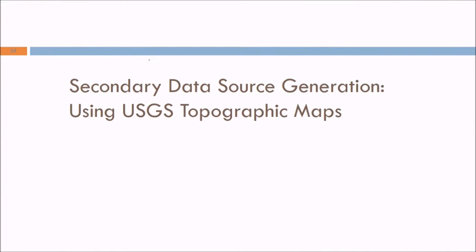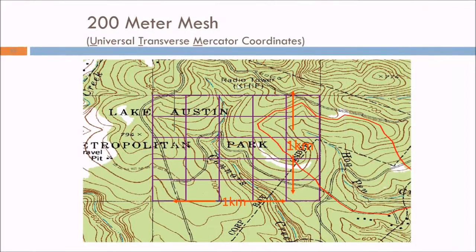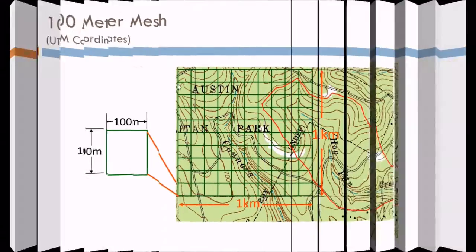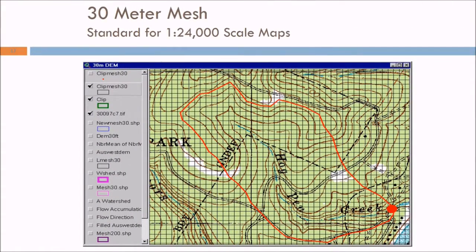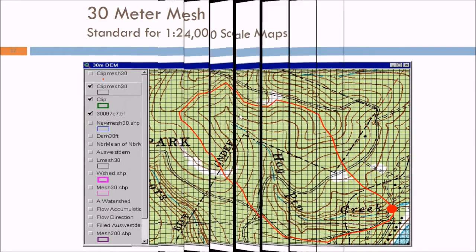Then we have another secondary data source generated using the USGS topographic maps. This is, say, a 200 meter mesh with the UTM coordinates, and these are the grid. This is a grid, and you can take out the points. You have various contour points here, and you can take out the values here and place a single value here. This is, say, a 100 by 100 meter mesh of UTM coordinates. This is about a 30 meter mesh with standard 1 is to 24,000 scale maps.